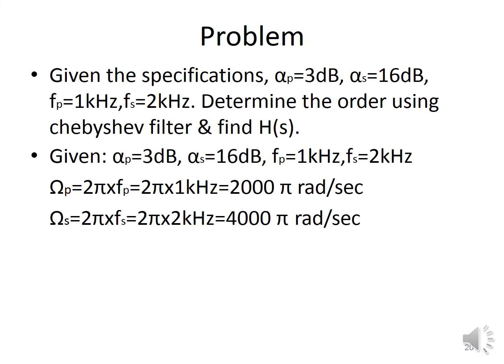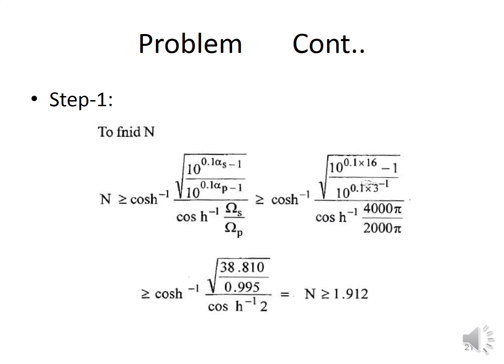The frequency is given in hertz, which will be converted into radians per second by using the formula omega p is equal to 2 pi fp. The value is 2000 pi radians per second, and omega s equal to 2 pi fs. The value is 4000 pi radians per second. So then we are going to calculate the order of the filter n.